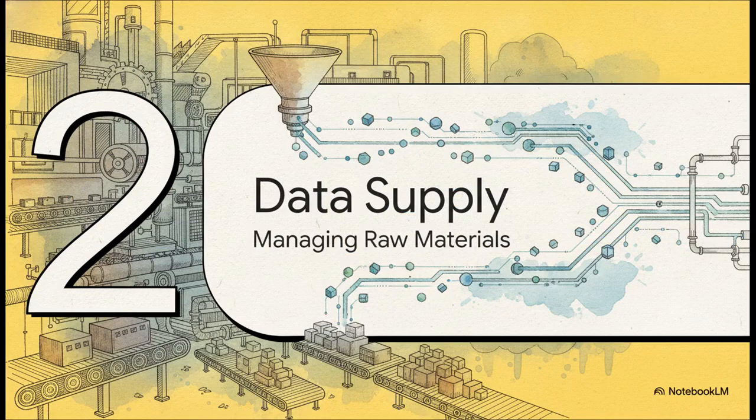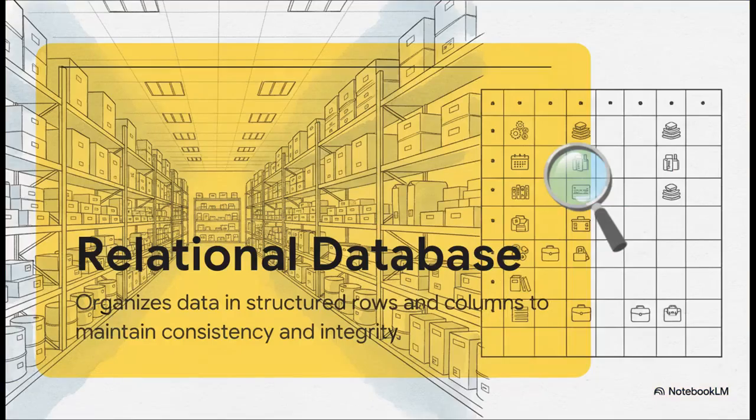Moving right along to part 2, managing the data supply. If the cloud infrastructure is our factory floor, then data is the raw material that's eventually going to be pumped through our supply lines. And to manage those raw materials, we need warehouses.